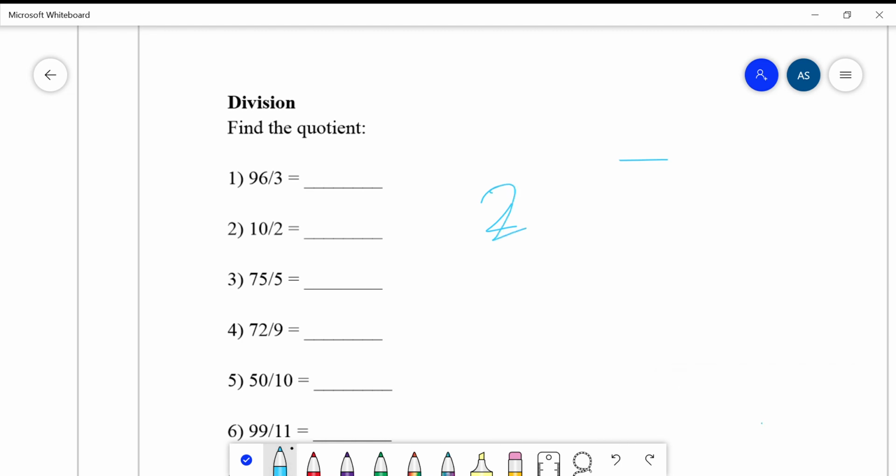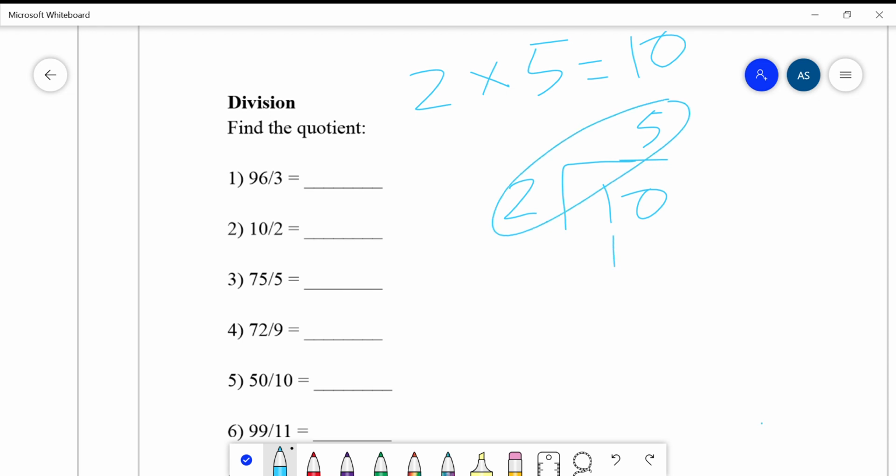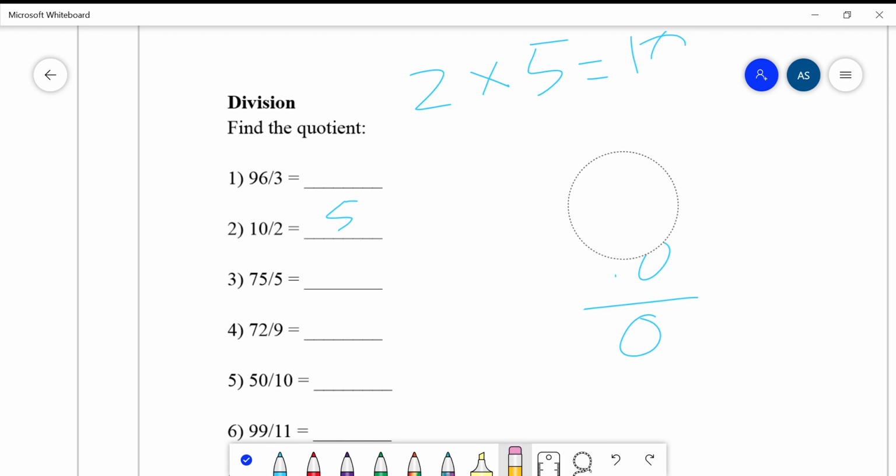That's a 2, house of a 10. And if we try 2 times 5, that is equal to 10, right? And so we're going to write 5 over here in the 1's place, not the 10's place. 2 times 5 is 10. We subtract that, and you get 0. So we know that 5 is correct, and our answer will be 5 over here.